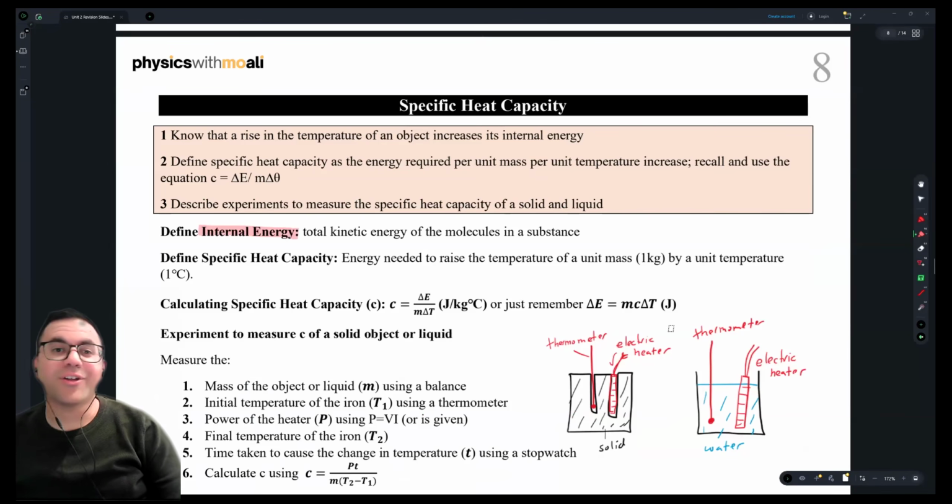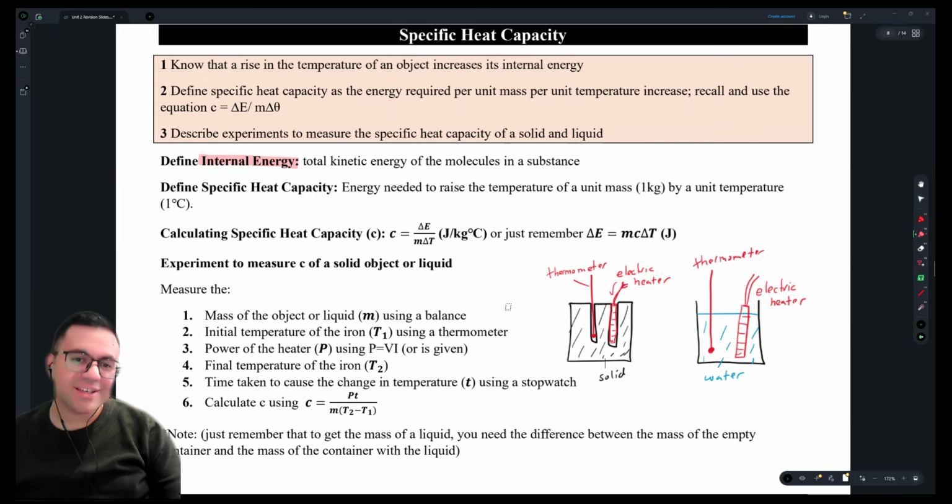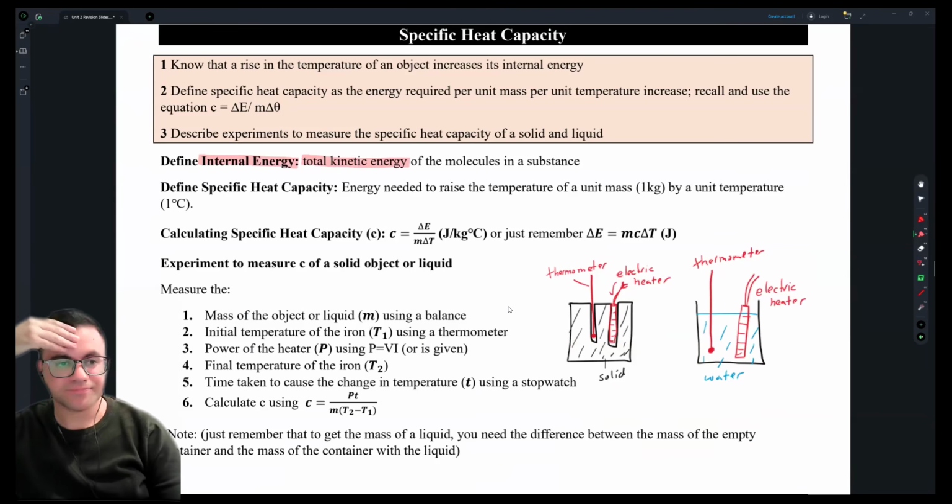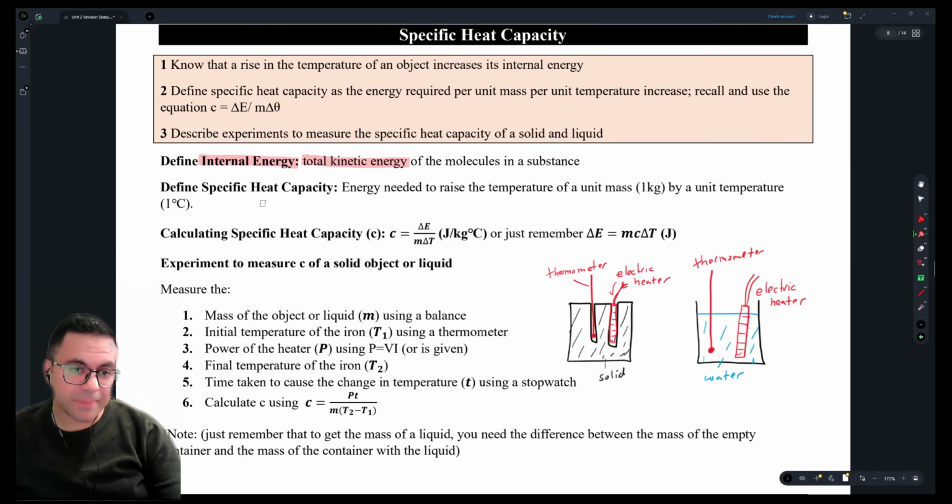Internal energy, another way of saying heat energy, is defined as the total kinetic energy of the molecules, not the average, the total, like all of the energy. Specific heat capacity, however, is defined as the energy needed to raise the temperature of 1 kilogram by 1 degree Celsius or 1 degree Kelvin.